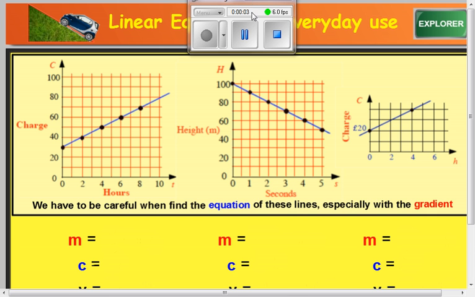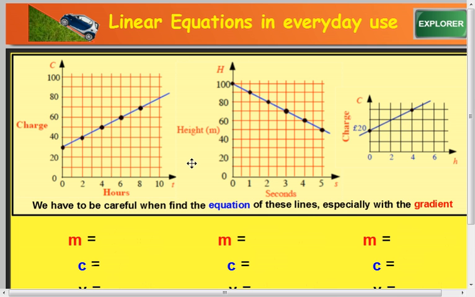In this lesson, we're going to look at how to create an equation for a straight line, but the straight line is going to be based on real life examples. For example, the first one here is the amount of charge for the number of hours you might have worked. The second one's to do with height and seconds, and the last one again is the charge that's taking place over a number of hours. So we have to be quite careful here.